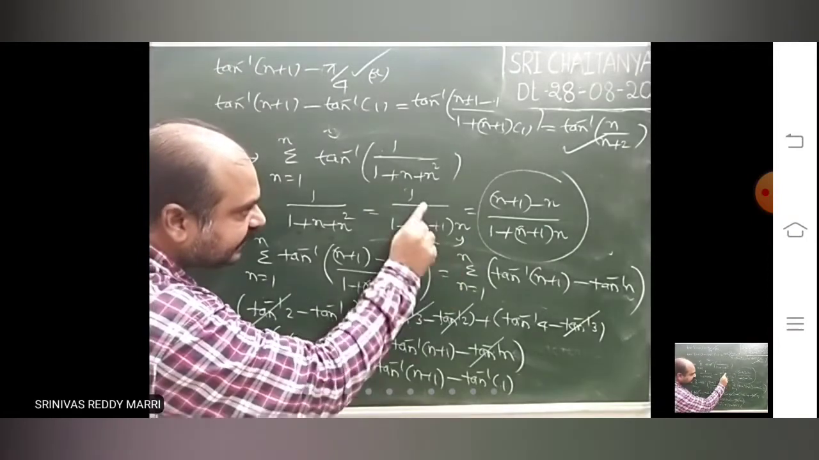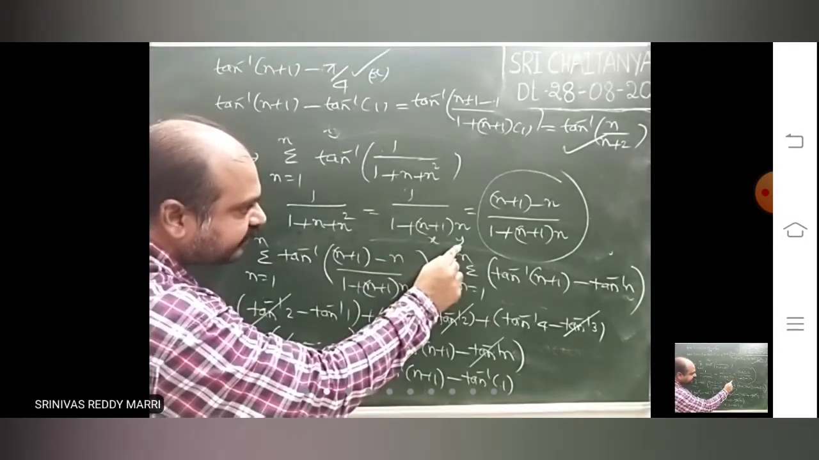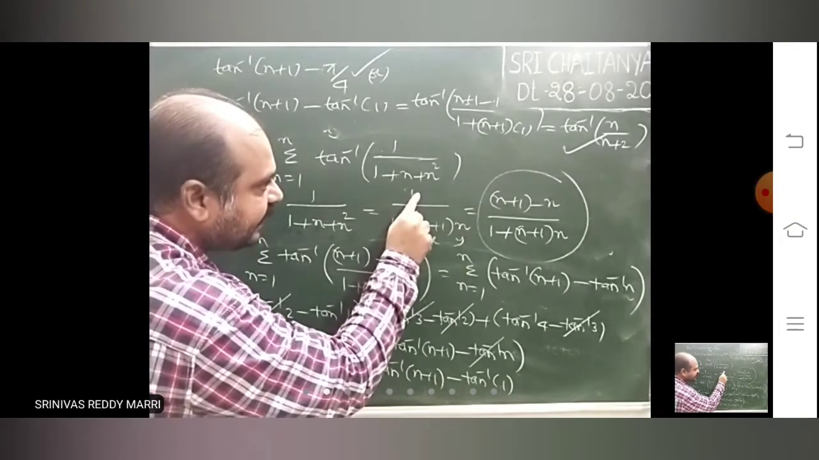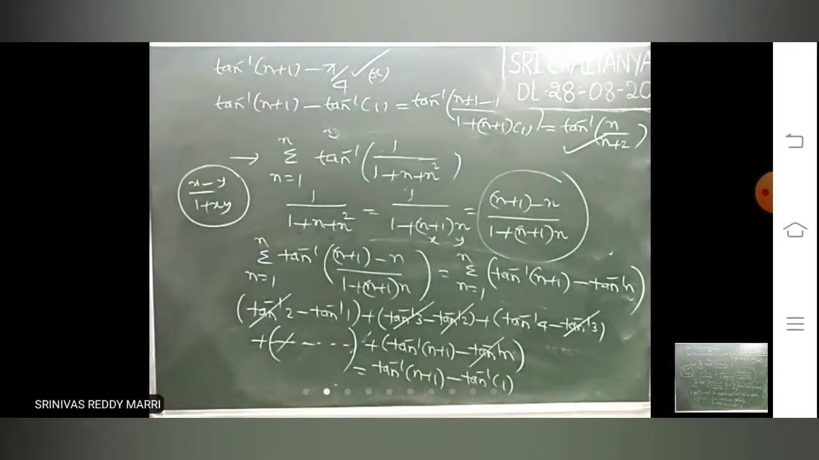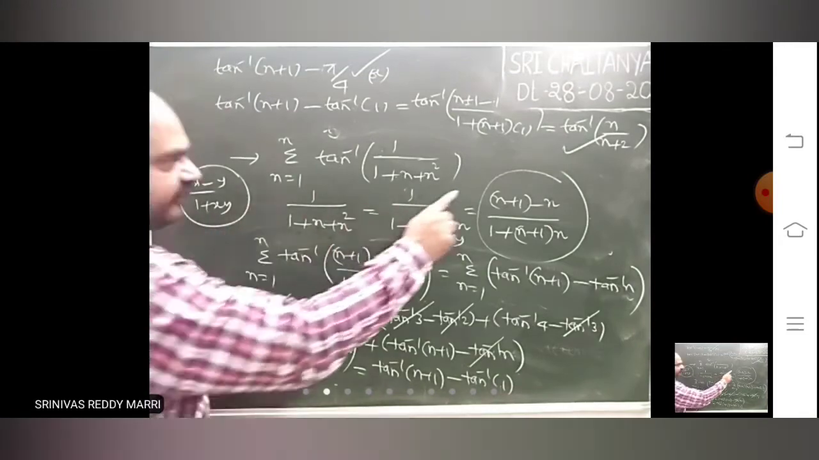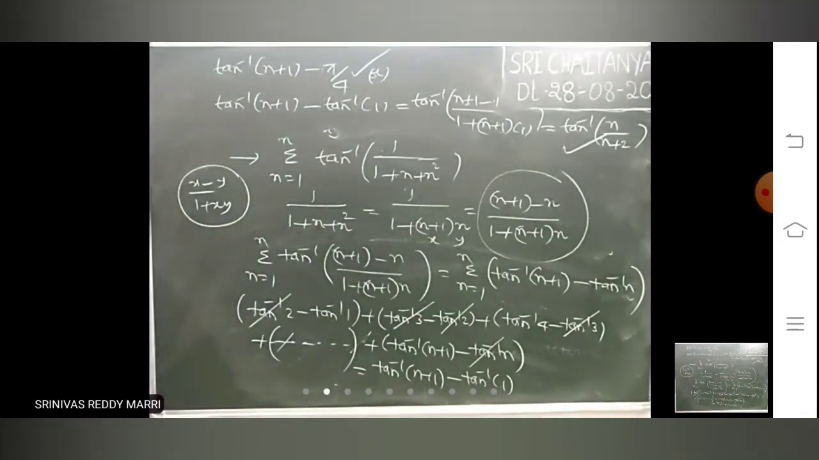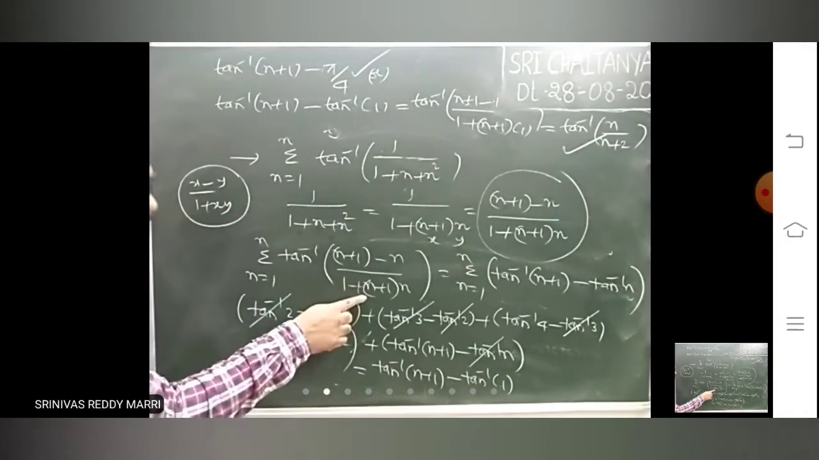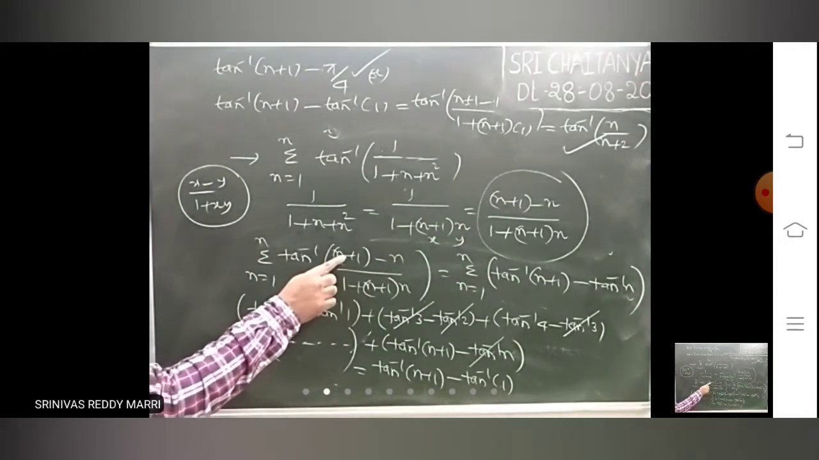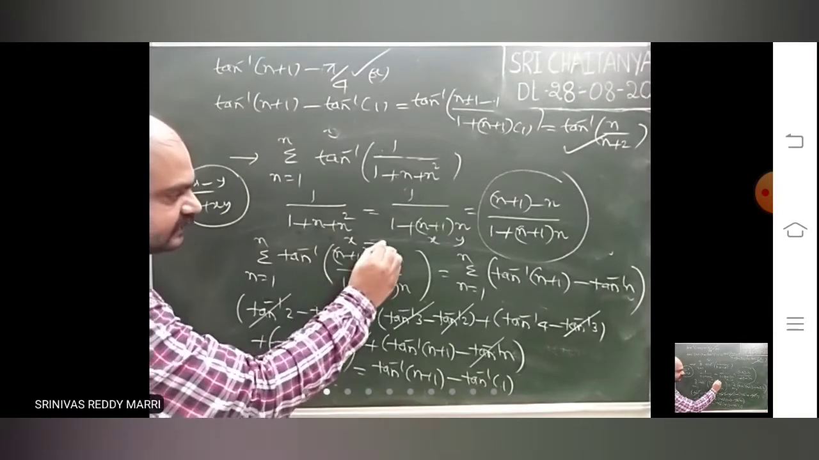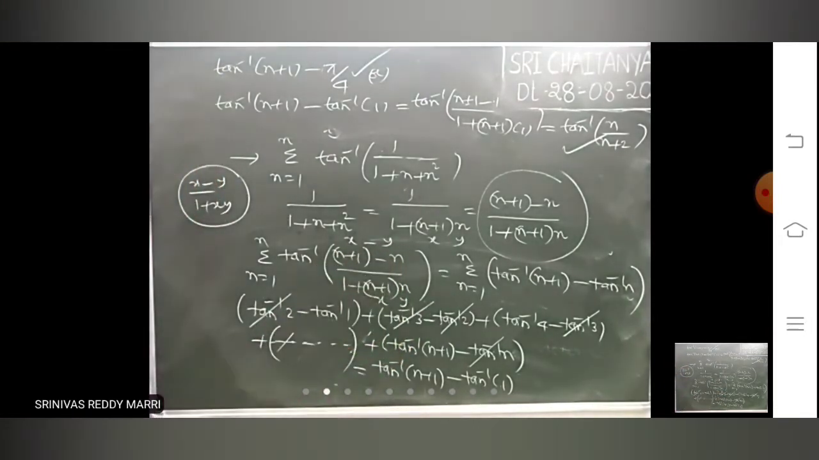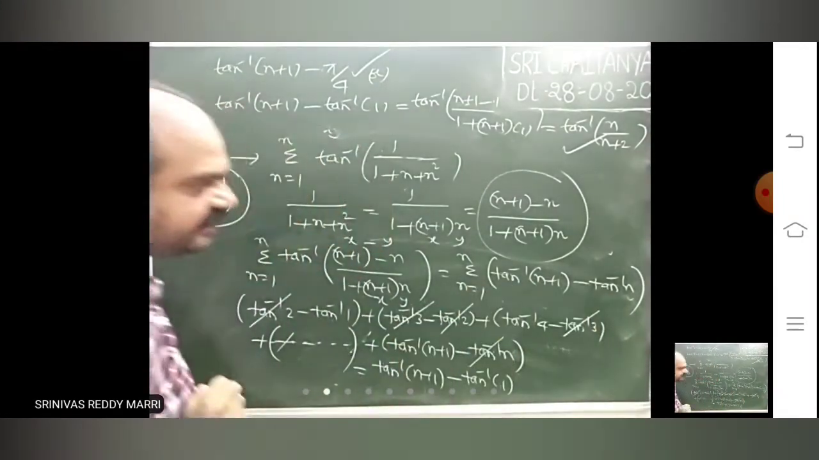Now if x into y is there, in the numerator x minus y must be there. Clearly 1 is there, that is x minus y. So you write 1 as n plus 1 minus n. So convert to this form first: x minus y divided by 1 plus xy. Inside tan inverse you substitute whatever you got. Now look at tan inverse: this is x minus y, this is x. Tan inverse of x minus y divided by 1 plus xy is what? Tan inverse x minus tan inverse y.